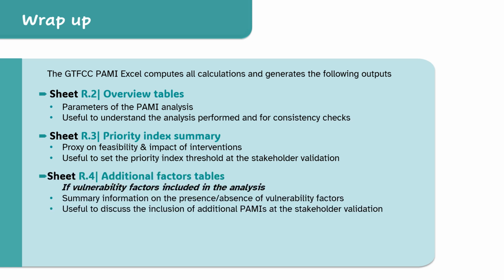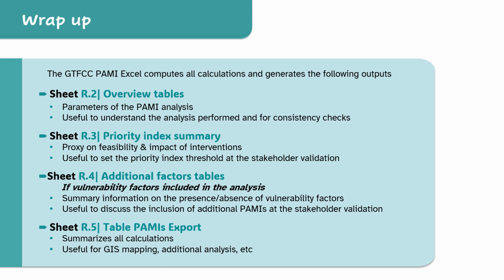Sheet R4, Additional Factors Tables, is to be used if vulnerability factors are considered in your PAMI analysis. It provides summary information on the presence or absence of vulnerability factors. Use this sheet to guide discussions on additional PAMI at the stakeholder validation. Lastly, Sheet R5, Table PAMI Export, summarizes all calculations and can be used for additional analysis.